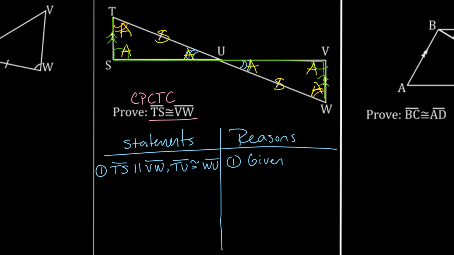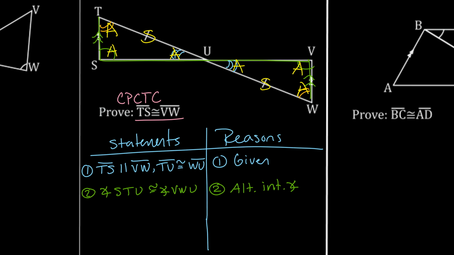So angle, and just to be overly cautious here, I'm going to use 3 letters. Angle STU is congruent to angle VWU. And how do I know this is true? Alternate interior angles. Is it a postulate or theorem? It's a theorem. Remember, which is the only one that's a postulate? Corresponding. Good.